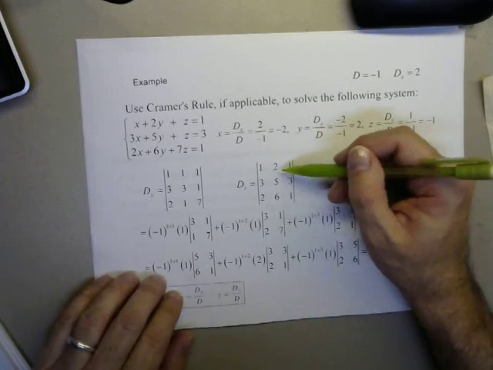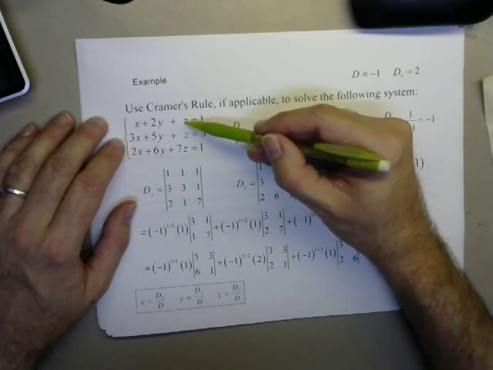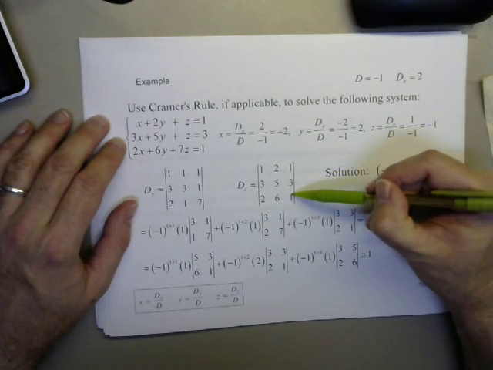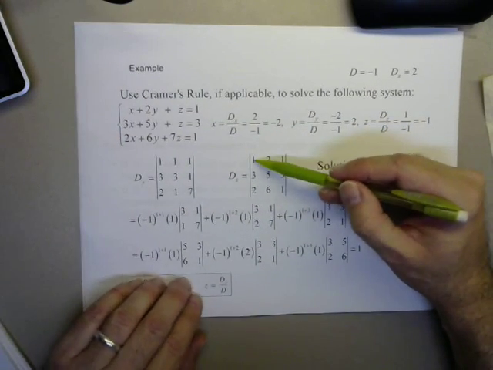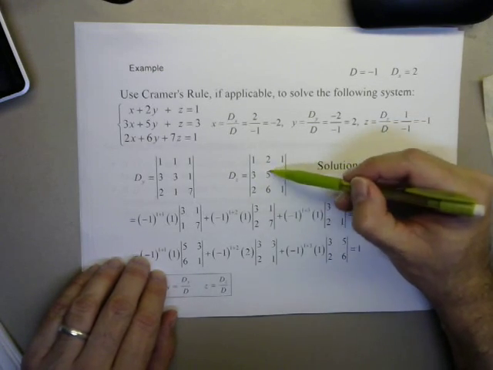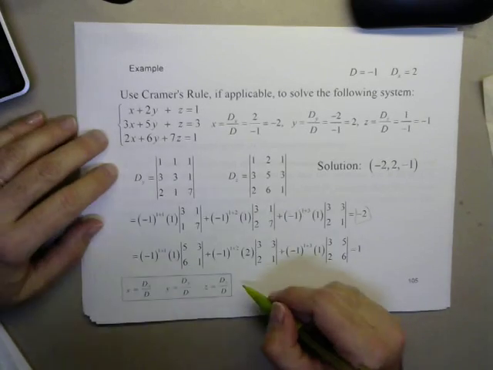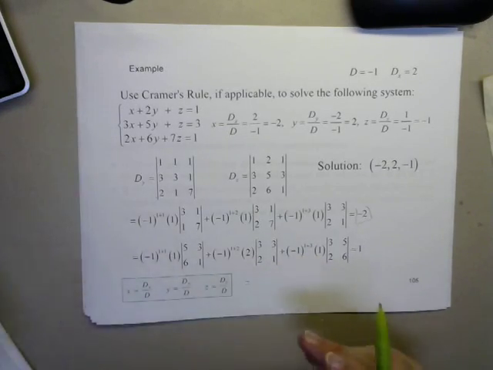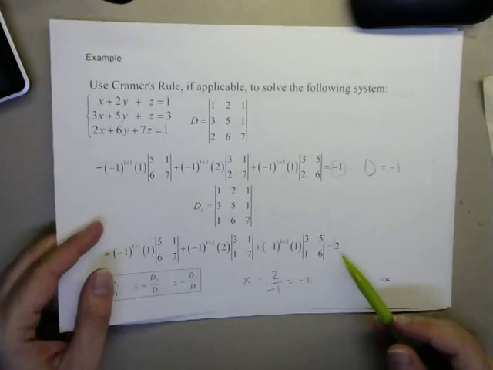And then if I calculate dz, again, I would just replace the 1, 1, 7 with 1, 3, 1 and calculate that determinant. Again, I'll take that times that minus that times that, and so on, and I'll get a 1. So that means in this case, the number on the bottom here, d, is always a negative 1.